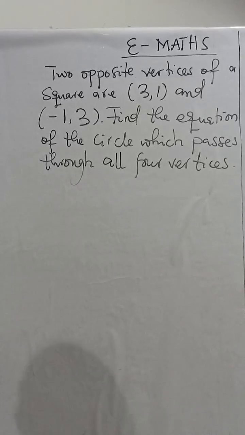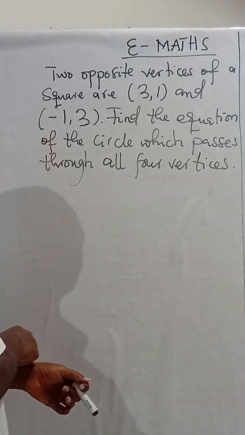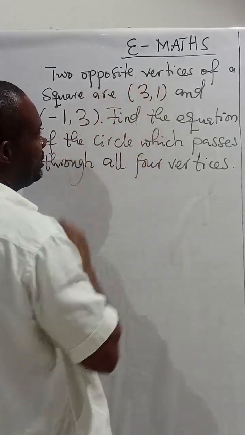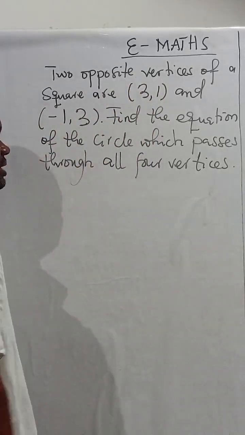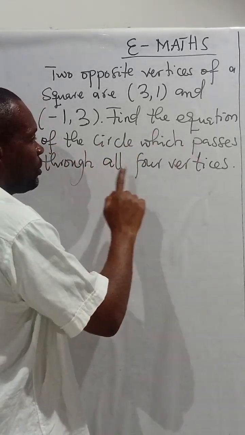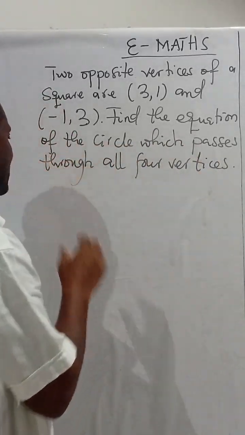So let us look at elective maths. In this question, two opposite vertices of a square are (3, 1) and (-1, 3). Find the equation of the circle which passes through all four vertices of the square.